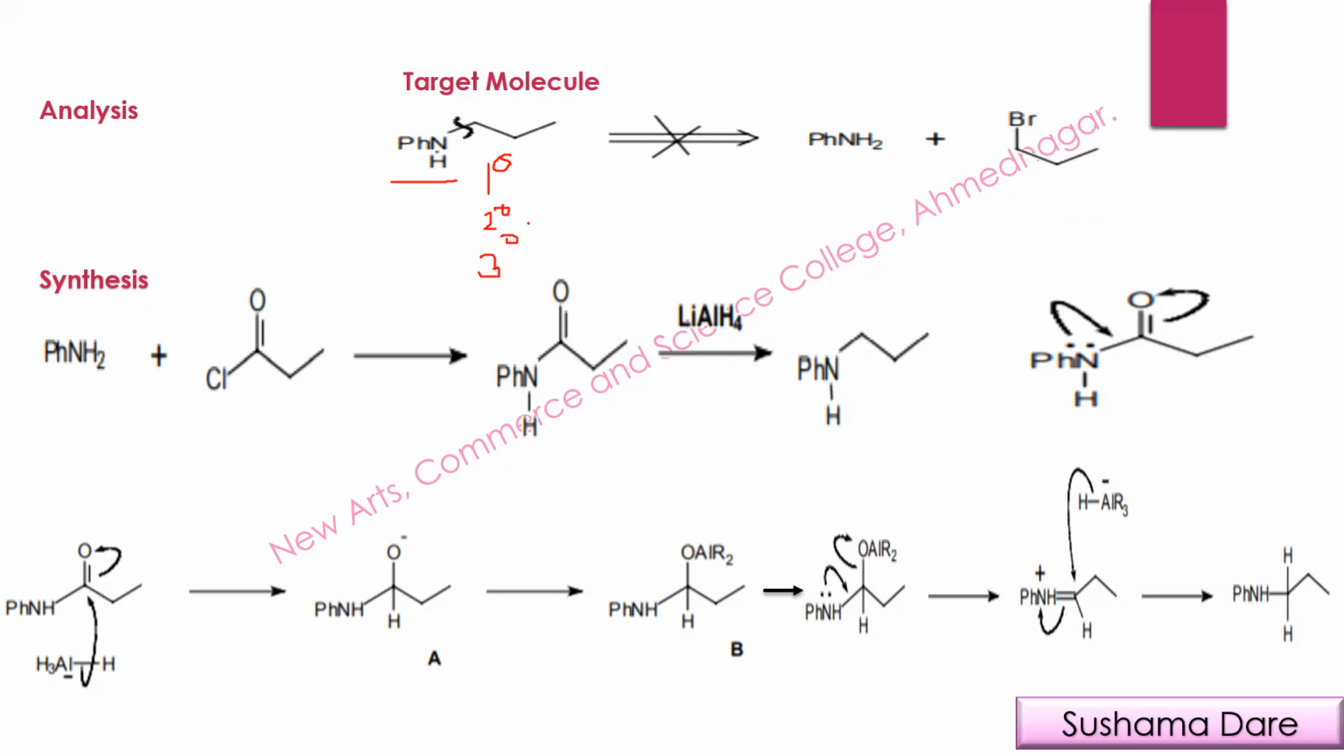Whenever the answer is secondary or tertiary amine, you always go with the FGI, and that FGI is placement of a carbonyl group. Always remember, whenever it is a secondary or tertiary amine, you go with the FGI. FGI is what? On the next carbon, you write down the carbonyl group. So the carbon which is next to the nitrogen, there you write down the carbonyl group.